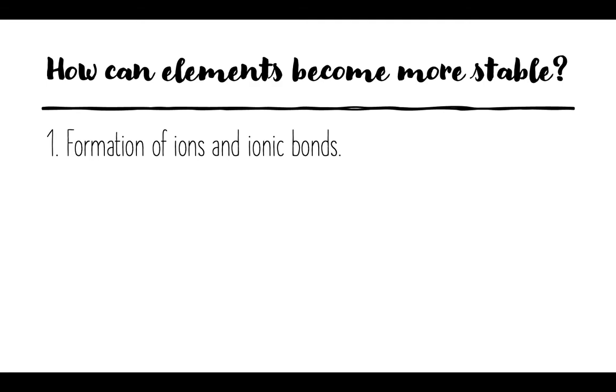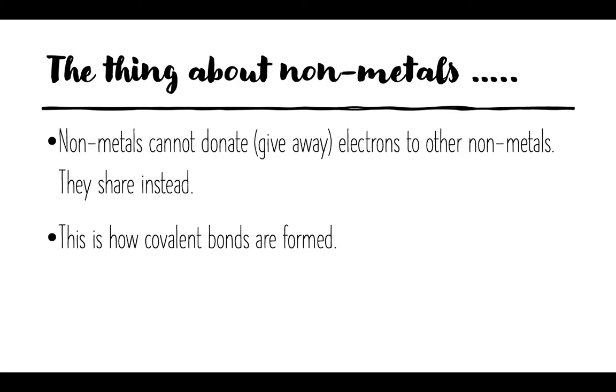Now, the second way that we are going to look at is the sharing of electrons. So in this example that we're going to look at, there's no giving and taking of electrons, but instead they are sharing electrons. So non-metals can't donate or give away electrons to other non-metals. So what they have to do instead is share. And this is how covalent bonds are formed.